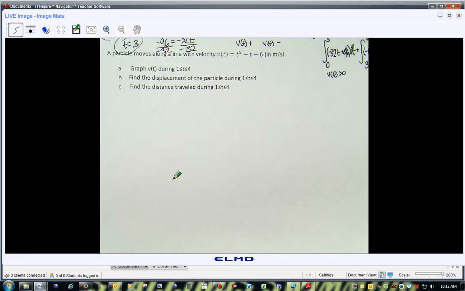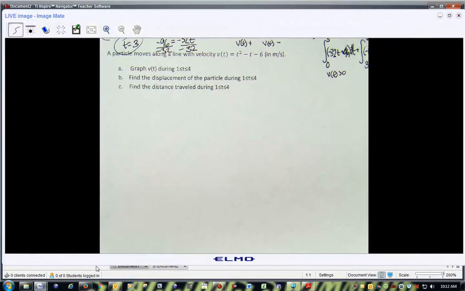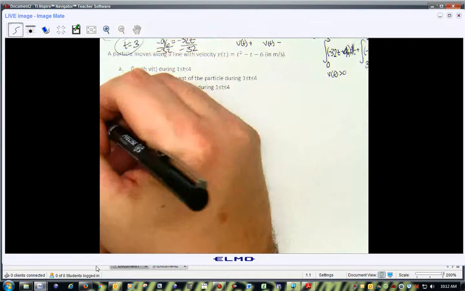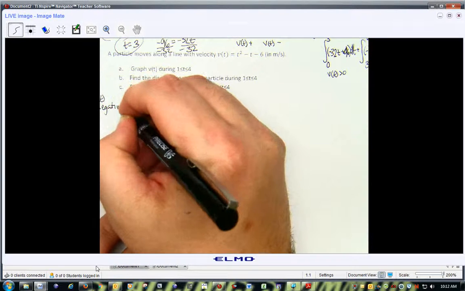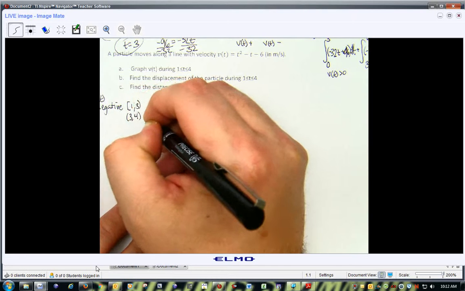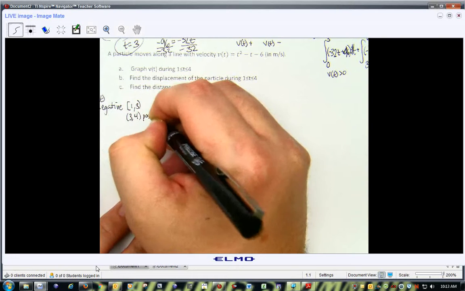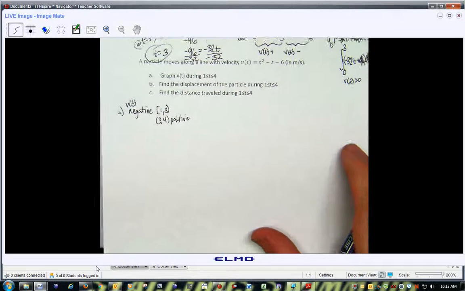Now, actually, if we go back to the graph, where is it going to shift from negative to positive? At 3, at time equals 3. So I know it's negative from 1 to 3 and positive from 3 to 4. So we go back up here, and from A, I know it's negative from 1 to 3. And from 3 to 4, it's positive. So that's going to help us when we talk about distance traveled.